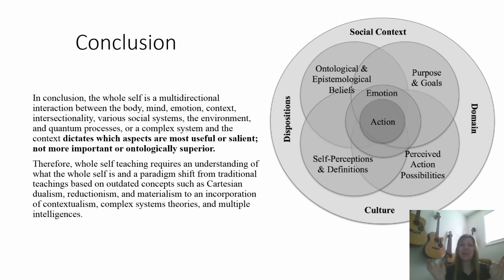In conclusion, the whole self is a multi-directional interaction between body, mind, emotion, context, intersectionality, various social systems, the environment, and quantum processes. In other words, a complex system. And the context dictates which aspects are more useful or salient, not more important or ontologically superior.